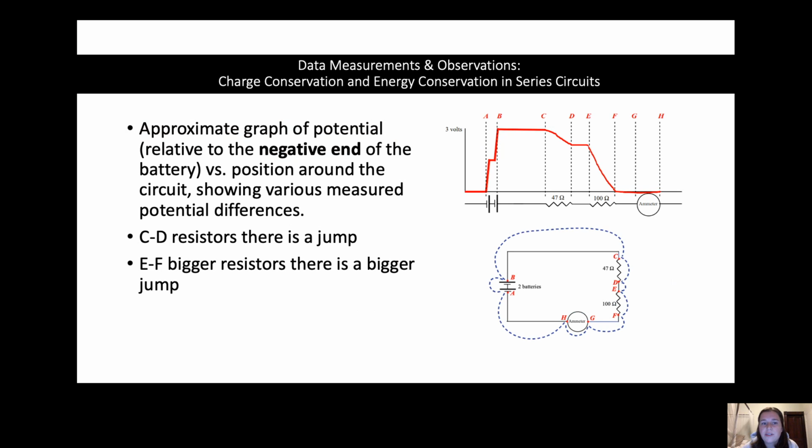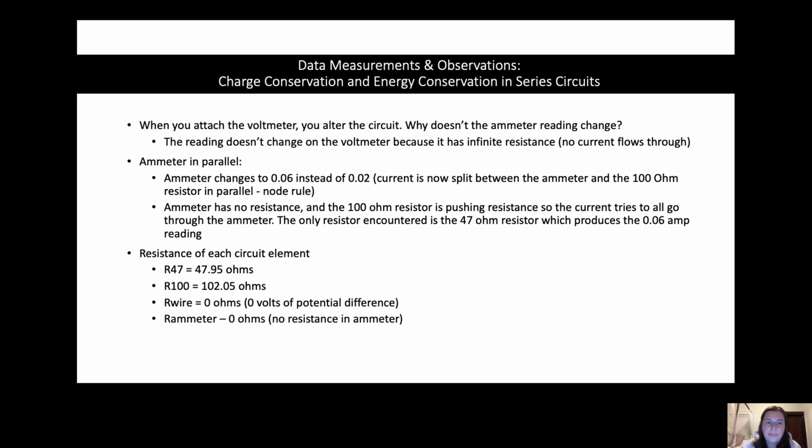Here's an approximate graph of the potential difference relative to the negative end of the battery. And here again, you'll see the difference between A and B is 3 volts, between C and D is negative 0.96, and between E and F is negative 2.04. That's because it's that larger resistor, and there's that bigger jump.